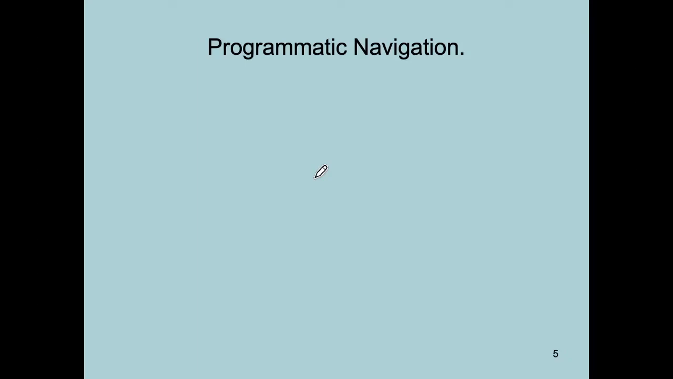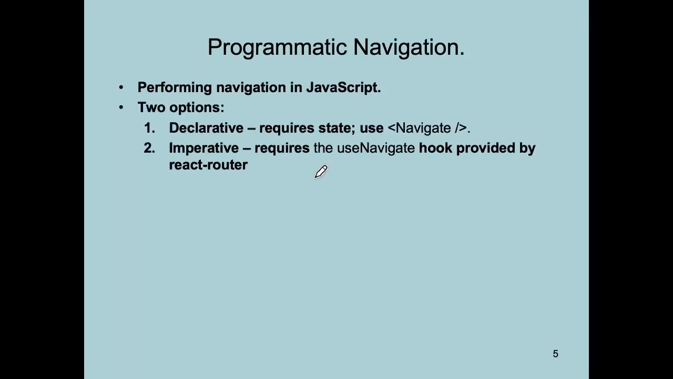You know, there might be some sort of condition test, and if something is true, then I want it to navigate to one URL. If it's false, I want to navigate to another URL. So how do we programmatically implement navigation in React? There are two ways of doing it, and in most cases, you're free to choose which style you want. In some minor cases, you have to take one over the other.